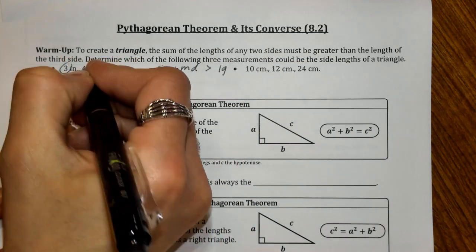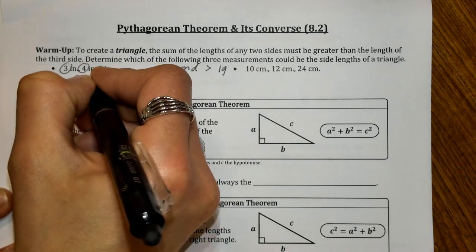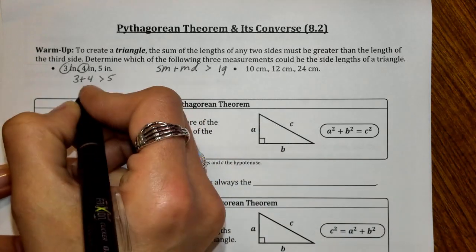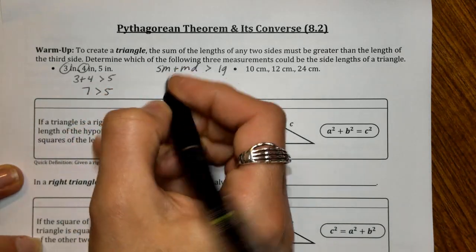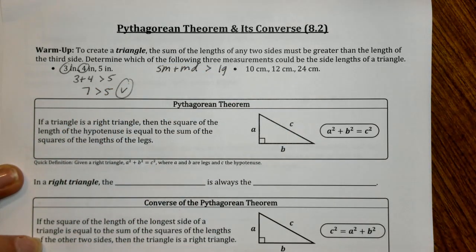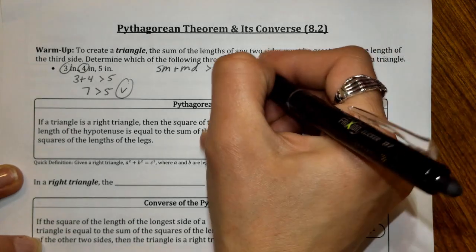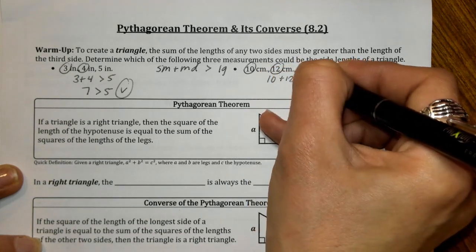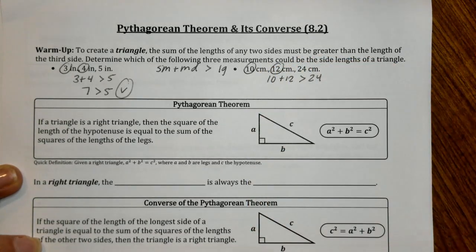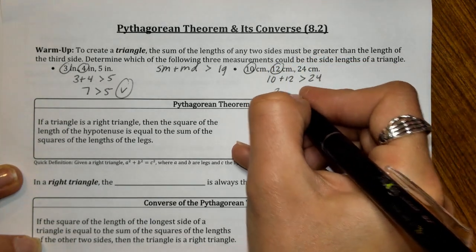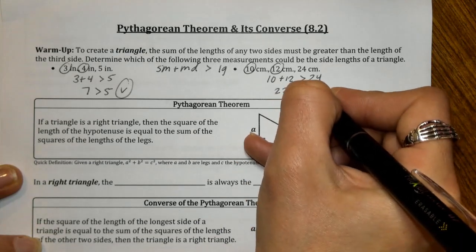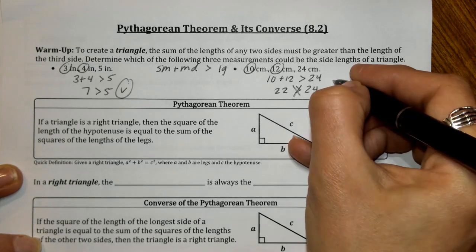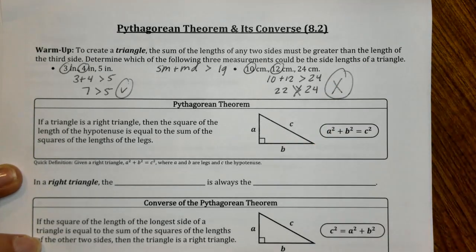So the first example, if we take the two smallest, the 3 plus the 4, it has to be greater than the largest of 5. And so this ends up being 7 is greater than 5, which is true, so this forms a triangle. The other one, if we take the two smallest, the 10 plus the 12, it has to be greater than the third of 24. And we add these, we're going to find out the sum is not greater, so this ends up not being a triangle.